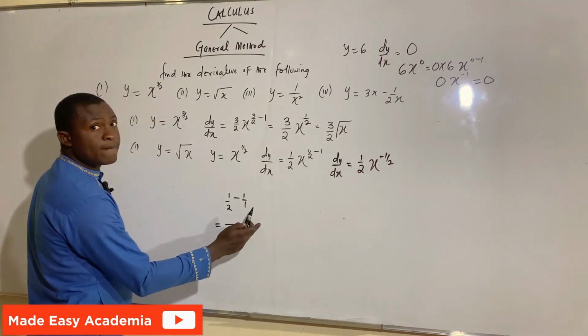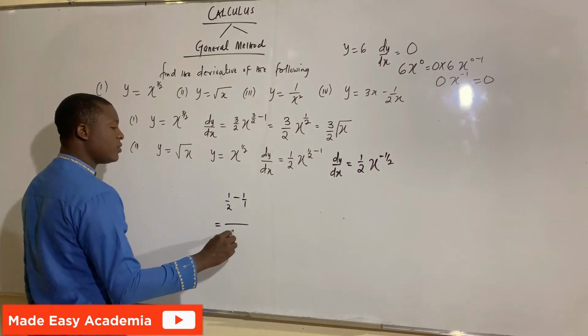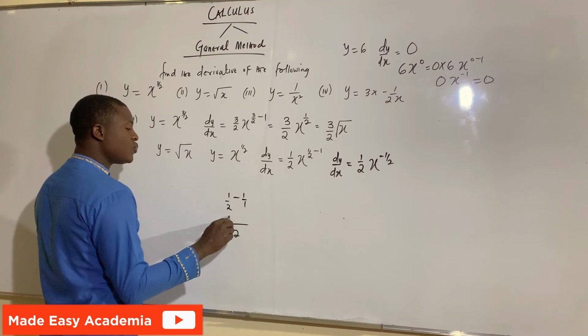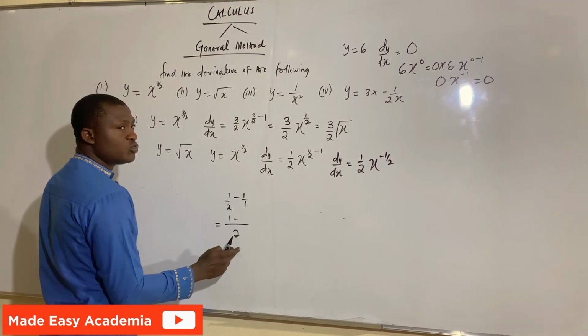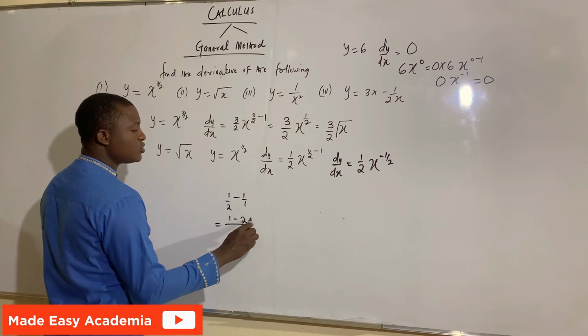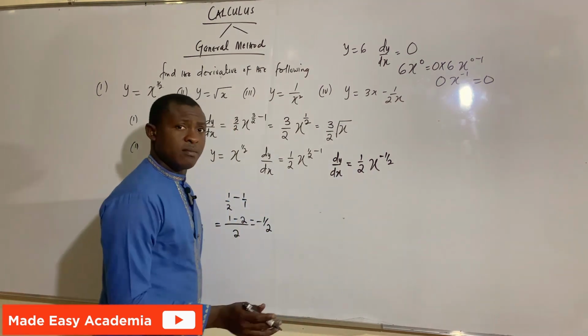1 is the same thing as 1 over 1. LCM of 2 and 1. Any problem? LCM of 2 and 1, and we have 2. So 2 into 2 is going to be 1. 1 times 1, and we have 1. 1 into 2, we are going to have 2. 2 times 1, that's going to be 2. So 1 minus 2, and we have minus 1 over 2. So that's how we have minus 1 over 2.